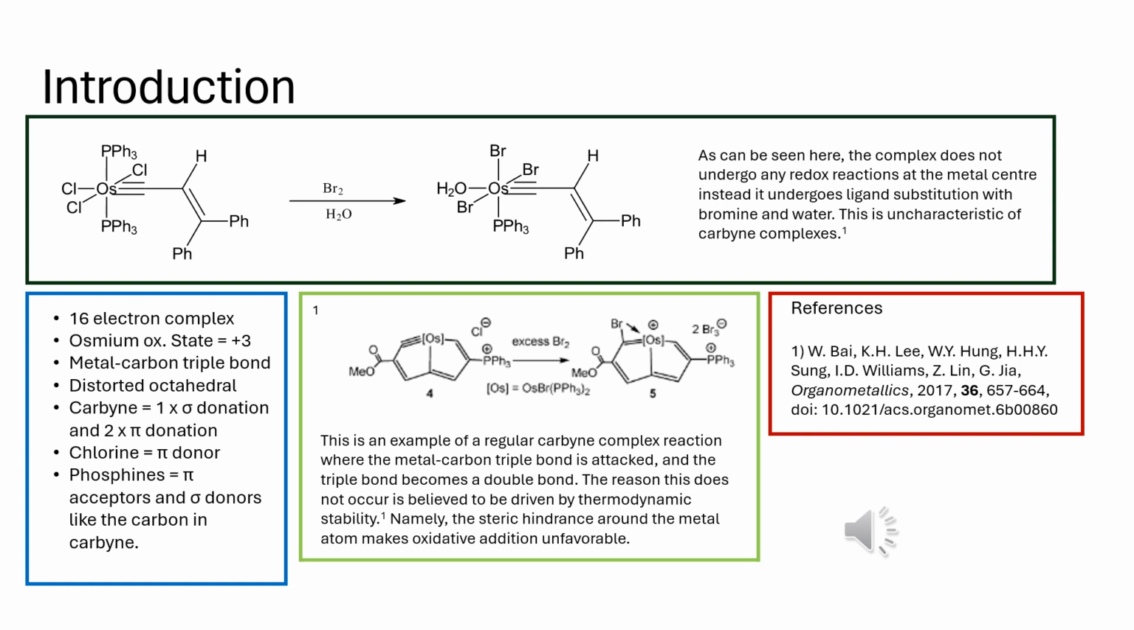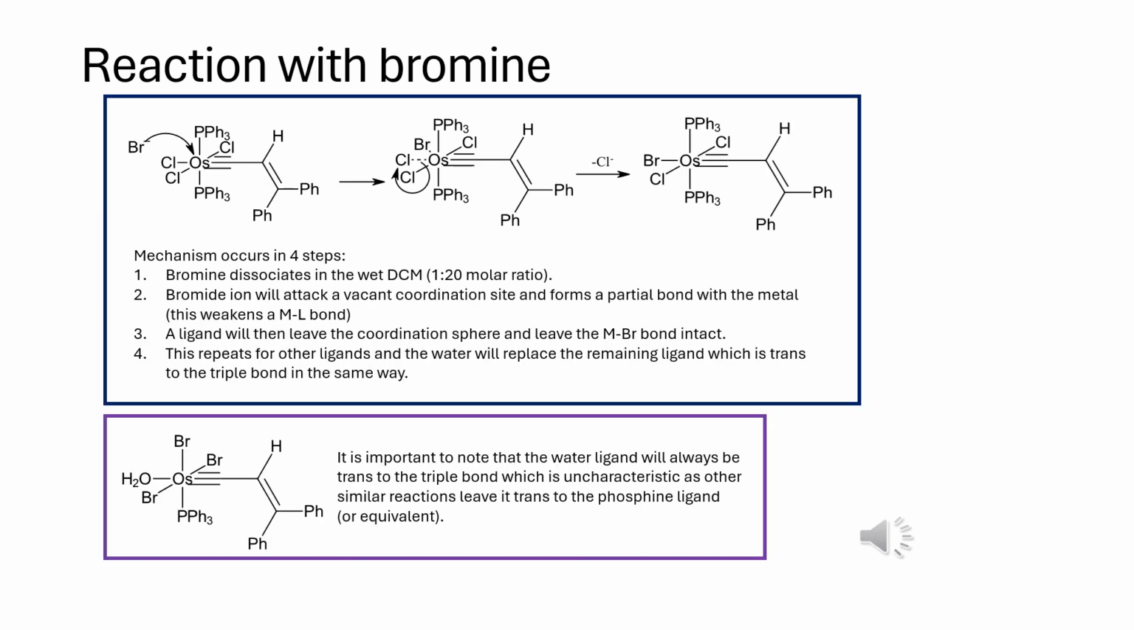You might be thinking, hang on, the starting complex is a 16 electron complex, and it clearly has an open coordination site, so why does an addition reaction not occur to satisfy the 18 electron rule? And this is something I will touch on after looking at the mechanism. So let's have a look at the mechanism.